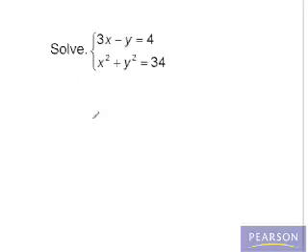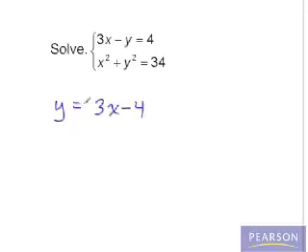Solve the system of equations 3x minus y equals 4 and x squared plus y squared equals 34. We will begin by taking the top equation and solving it for y, so I will bring negative y to the right-hand side, make it positive y, subtract 4. So solving the top equation for y would give us y equals 3x minus 4.